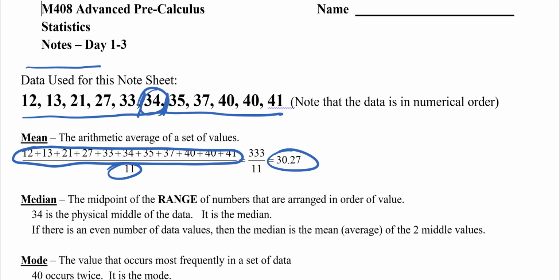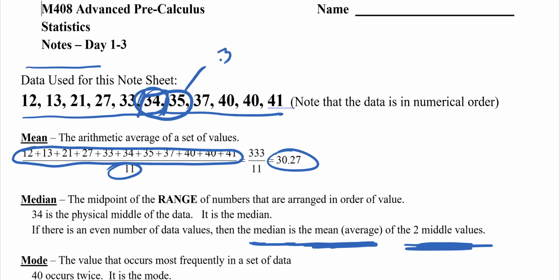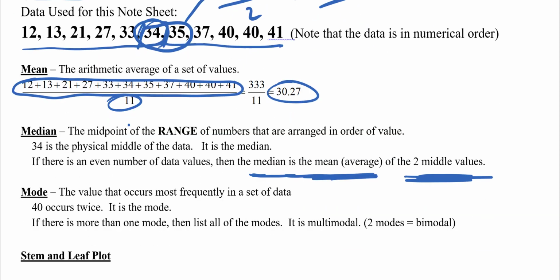And here's the deal, math fans. If there's an even number of data points, so let's say instead of 11 there were 12, there's no real middle. So what you do is the median is the mean, or the average, of the two middle values. Just for example, let's say the two middle numbers happen to be 34 and 35. Then you would say 34 plus 35 divided by 2, the average of those, so your median would be 34.5. Pretty easy. And we're going to use median a lot.